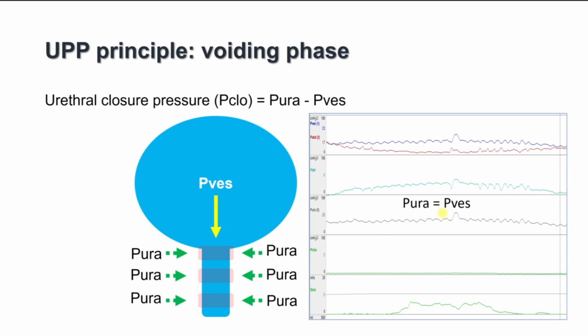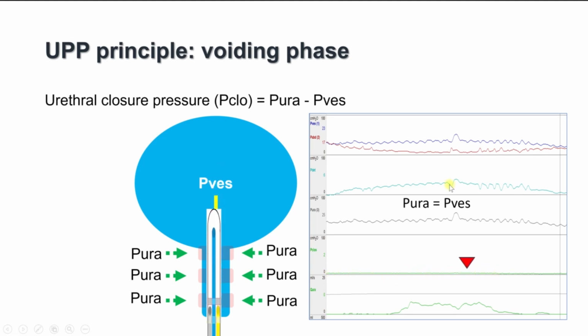Like in urethral pressure profile, the principle, how the physics works. During voiding, if the whole outlet is nicely open, then the P vesicle is transferred equitably into the urethra. So that means the P vesicle is equal to P urethra. So that means the P closure should be zero, as in this example you can see here.